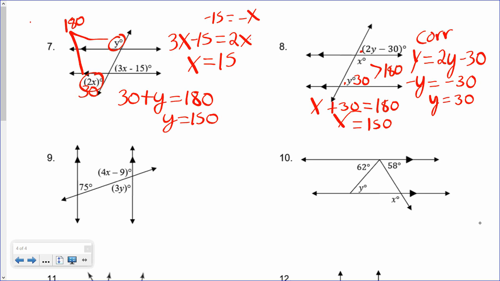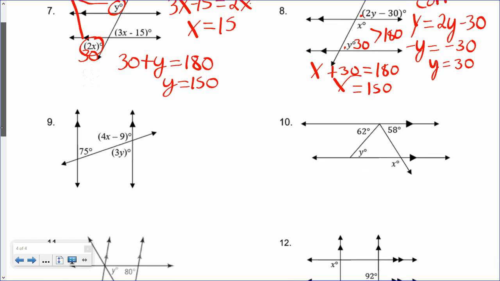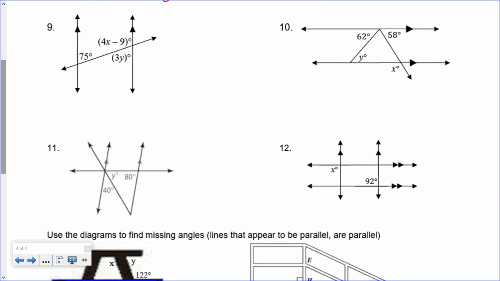All right, I think I'm gonna let you guys try number 9 on your own. And then we'll take a look at number 10 because 10, 11, 12 are trickier. So I'll walk you guys through that one, but I want you guys to try 9 by yourself. So for number 9, figure out the relationship, solve.